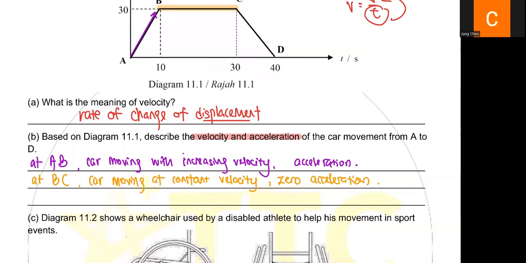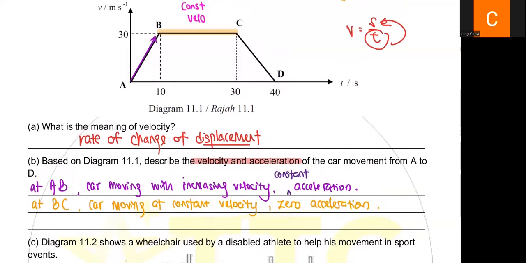You understand, right? So in this case, the proper way to do this is we have to say that it is actually constant acceleration. Guys, not increasing acceleration. Why? Because if we look at this gradient, I just want to test your maths. Is this a constant gradient or an increasing gradient? The answer is constant gradient.